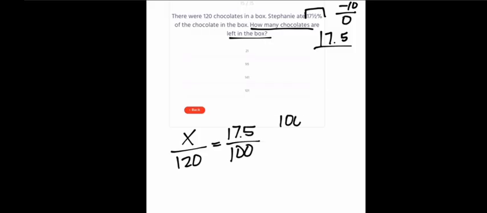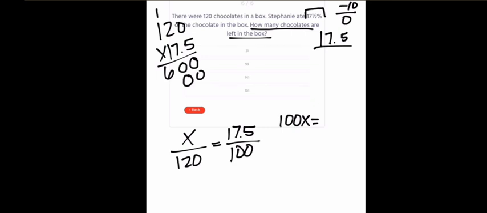So let's cross multiply. 100x is equal to 120 times 17.5. We're going to do a key here. 5 times 0, 0. 5 times 2, 10. Carry the 1. 5 times 1, 5. Plus 1 is 6. Placeholder 0. 7 times 0, 0. 7 times 2, 14. Carry 1. 7 times 1, 7. Plus 1, 8. Oh, wait a minute. Sorry. Now the last one.